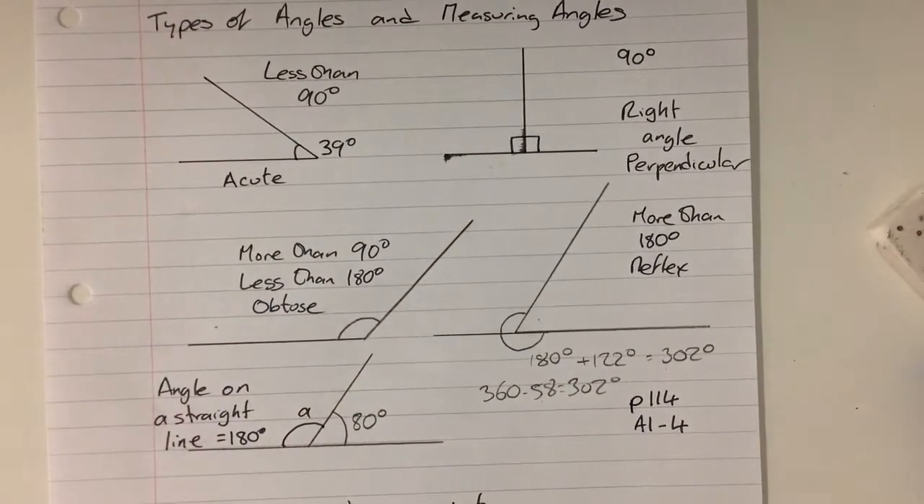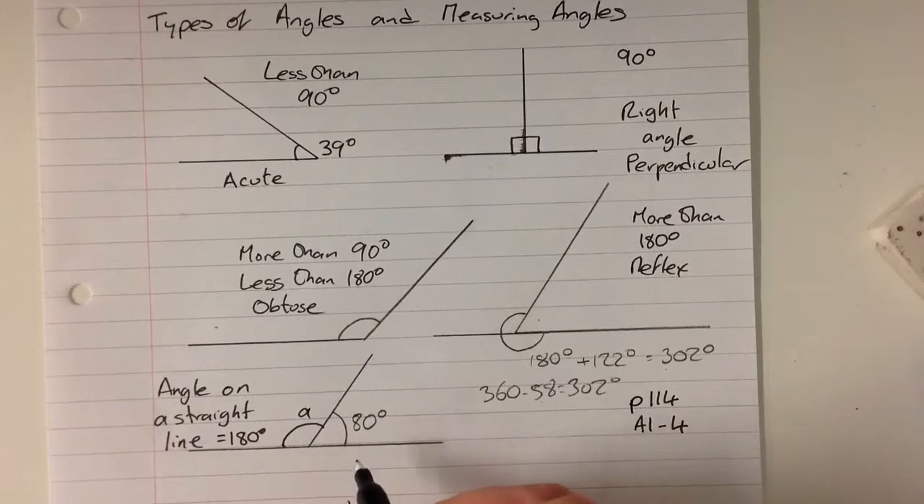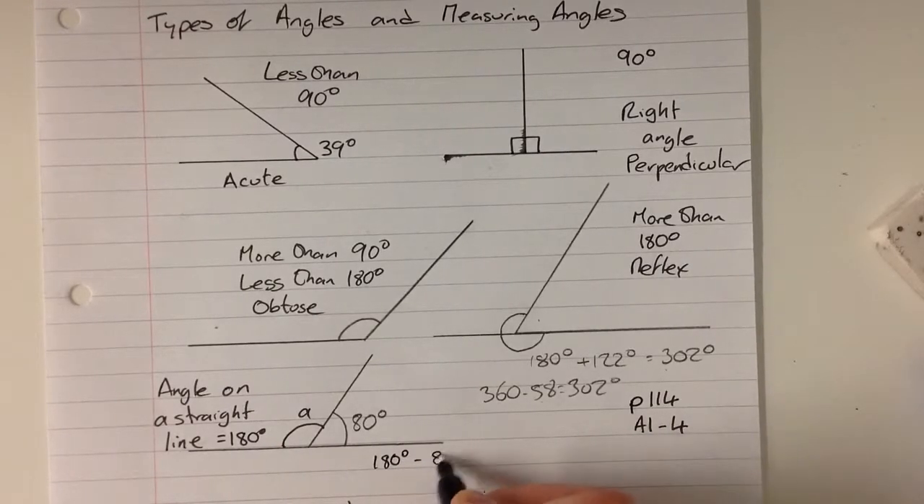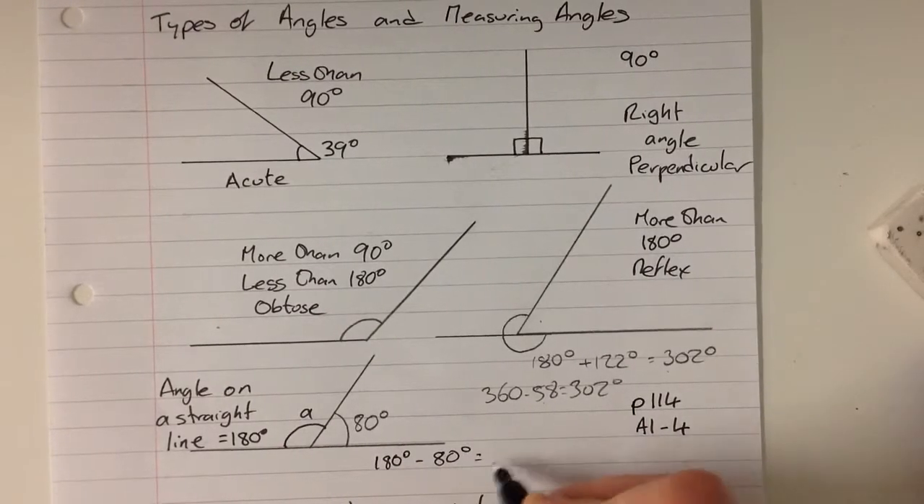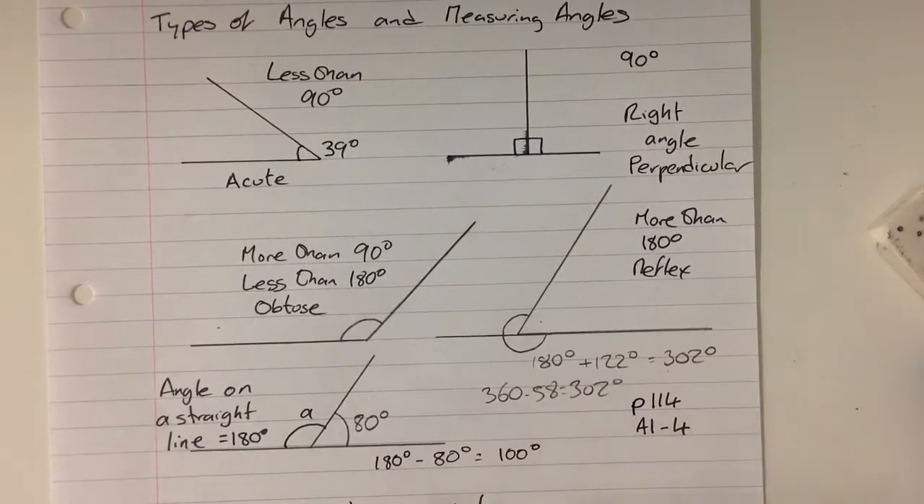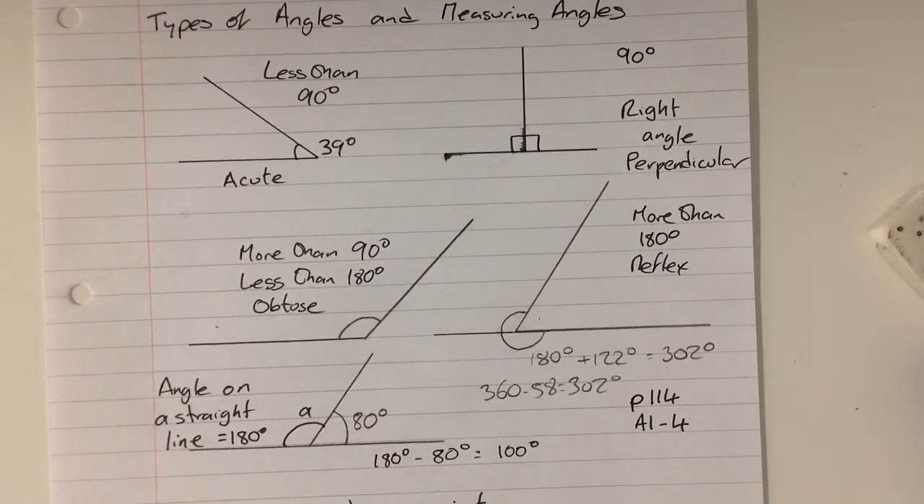When we want to find a missing angle on a straight line, we need to take the angle that we've already got away from 180 degrees. So we've already got 80 degrees. 180 degrees minus 80 equals 100 degrees. So that missing angle there would be 100 degrees.